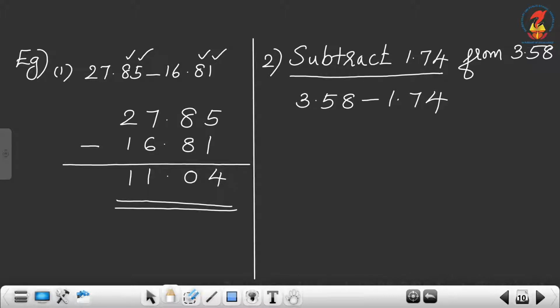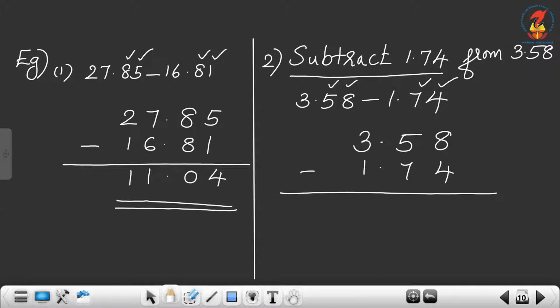Now the second question, subtract 1.74 from 3.58. From 3.58, so you have to write 3.58 first. From 3.58 you have to subtract 1.74. Therefore 3.58 minus 1.74, you have to check whether they are like decimals. Count the number of decimal places, 1, 2, 2 decimal places. 1.74 also has 2 decimal places. So what we can say? They are like decimals. Now we can start the subtraction. 3.58. Write down the first decimal number. Then under the first decimal number, write down the second decimal number, so that the decimal point of the second number lies directly below the decimal point of the first one. Then 1 is in the whole number part, so write under the whole number part 1.74.